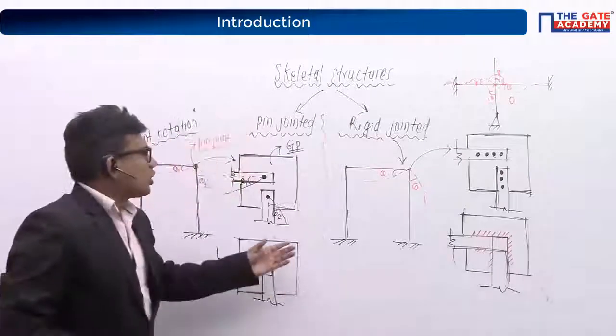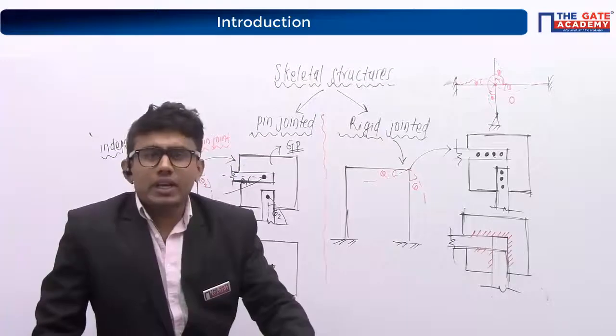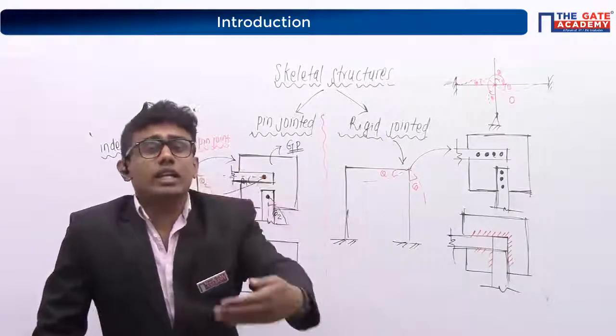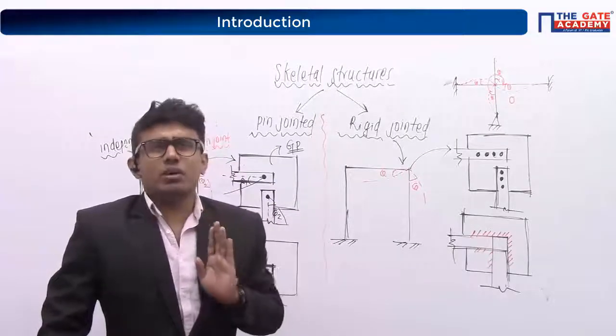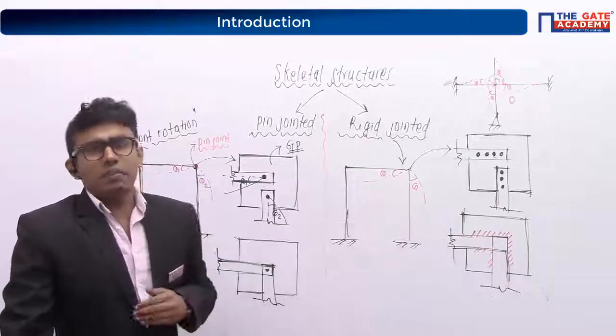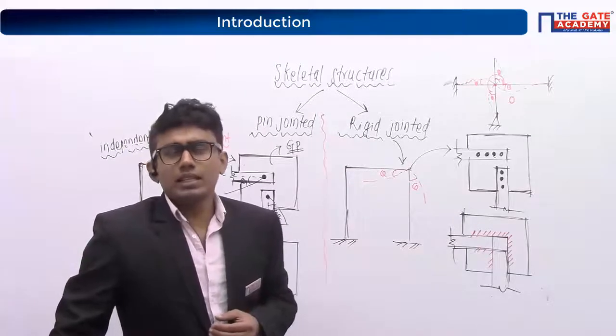In a pin connection, rotation was independent. In a rigid joint, the rotation is dependent, or the members meeting at a rigid joint are going to rotate in the same manner. You have to understand this concept. This is a very, very important concept. In a rigid joint, the members are going to rotate in the same manner. Okay? Is it clear?